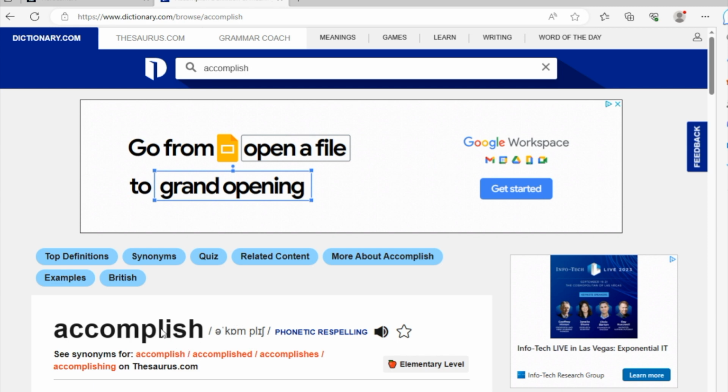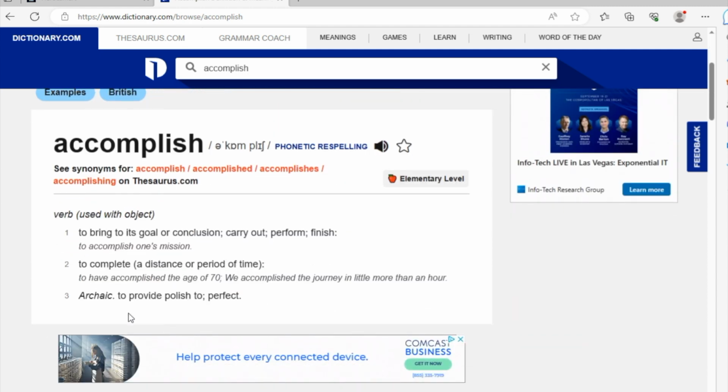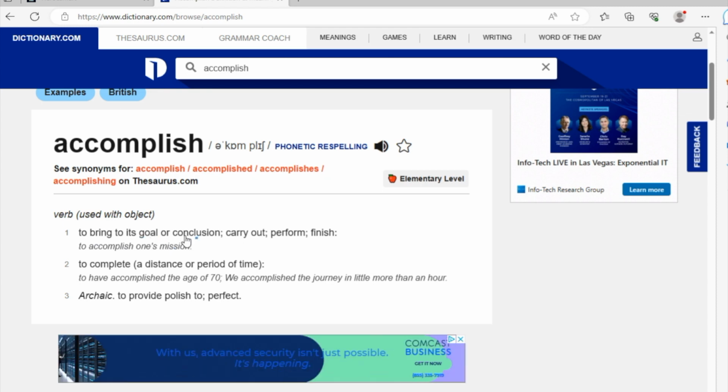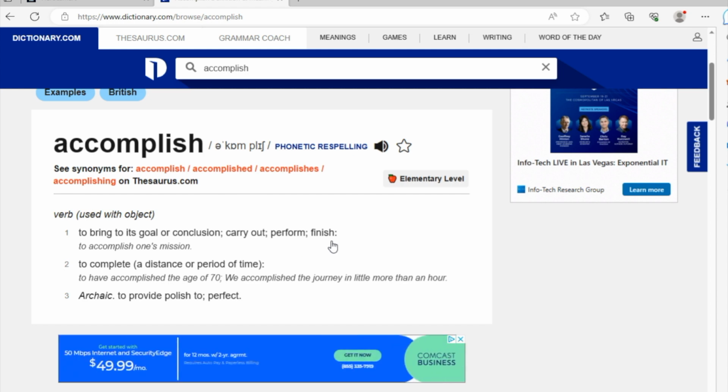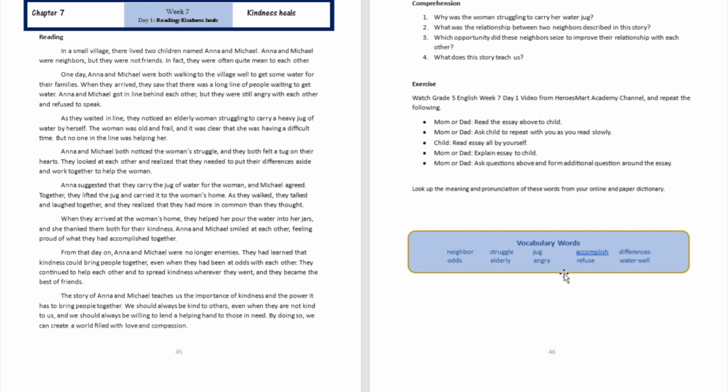All right, so what is the meaning of the word accomplish? Well, it is a verb, and it means to bring to its goal or conclusion, carry out, perform, or finish. Well, you can't forget that. You know what it takes to finish your schoolwork, right? So accomplish is going to be equivalent to finish. All right, good word. So please go ahead and do that exercise and type it into your dictionary.